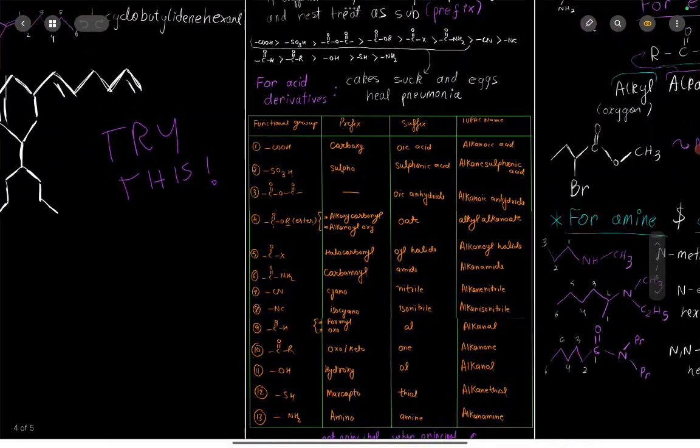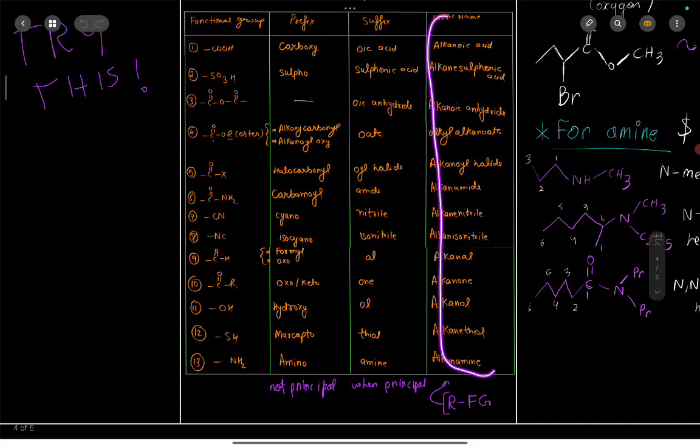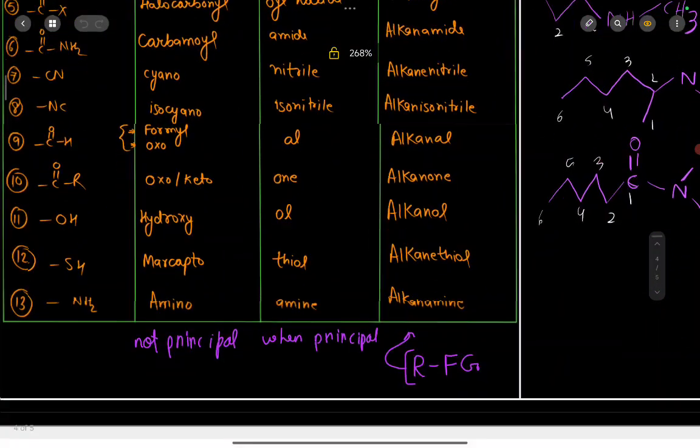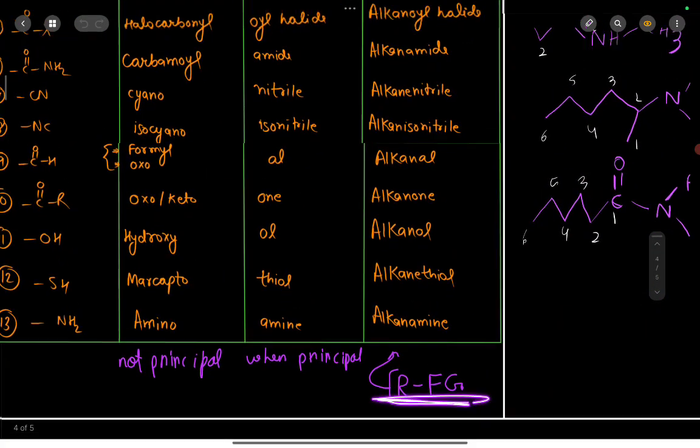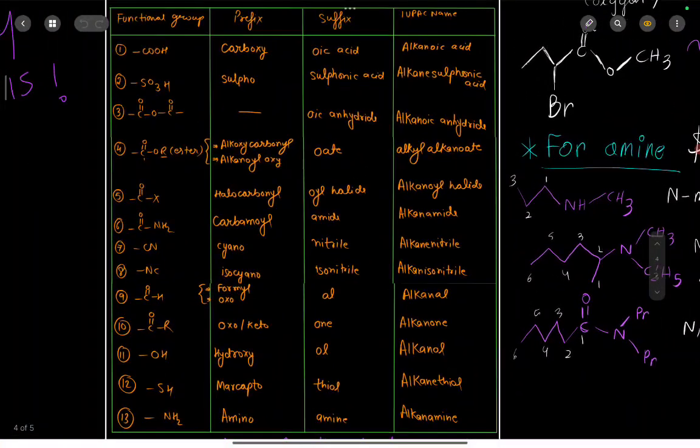Now see, this is a table you have to remember. These are the names when a compound looks like this: alkyl group connected to the functional group, and this is what it looks like. Take a moment, pause the video, note this down. I will give you PDF notes.